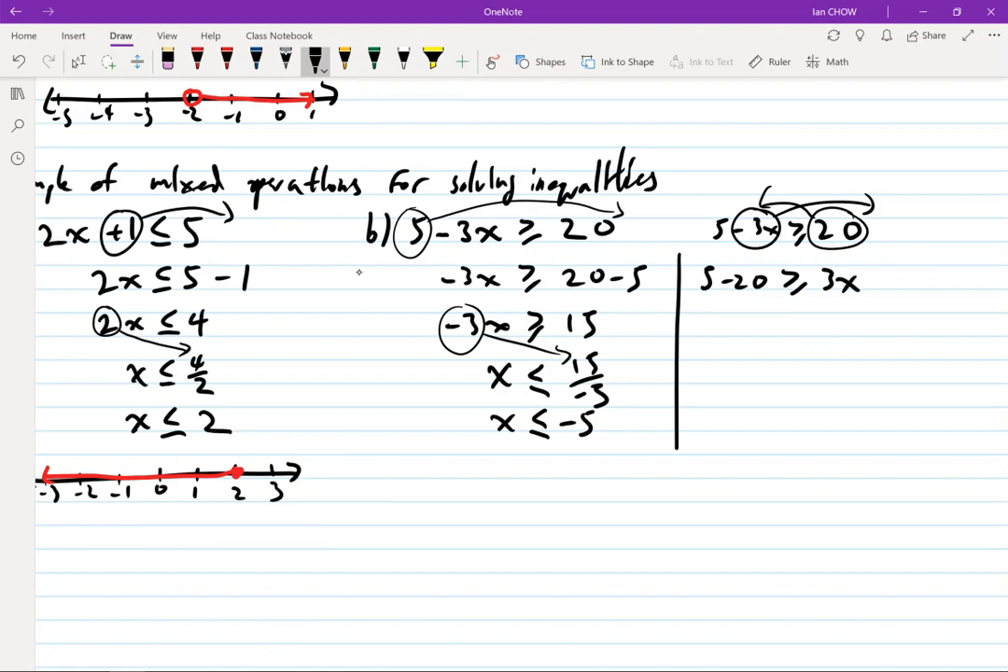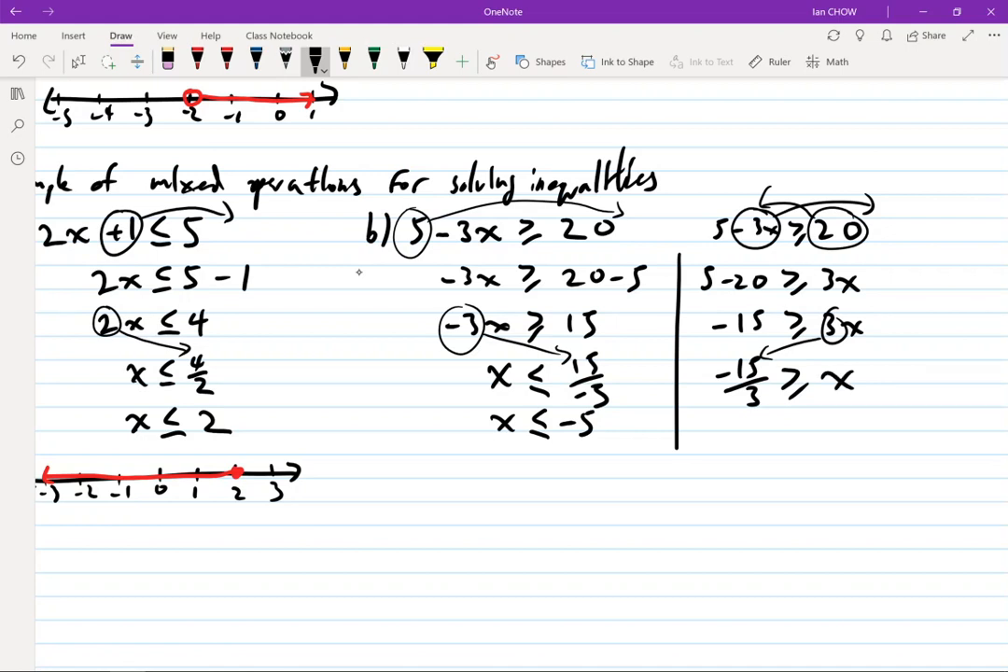Okay, so remember, adding and subtracting in inequalities doesn't change the inequality. So if it's greater than, it still remains greater than. So this time I'm just adding 3x to both sides so that my -3x would disappear from the left, and then we will have a plus 3x on the right side. And then 5 minus 20 will be -15 is greater than or equal to 3x. And then all I have to do is divide both sides by 3. I'm dividing by a positive number, so I don't need to change the inequality. And so we have -15 divided by 3 is greater than or equal to x.